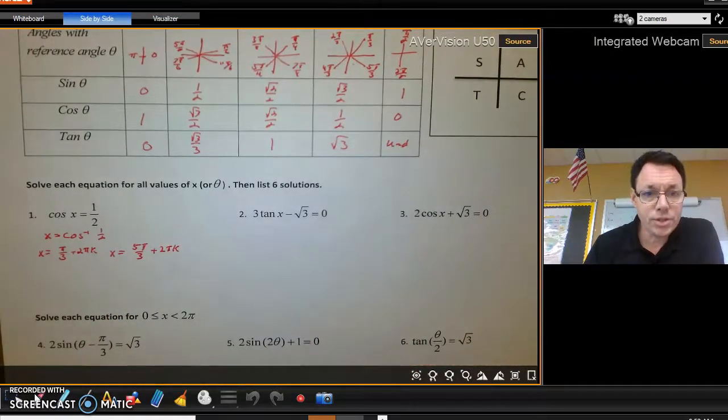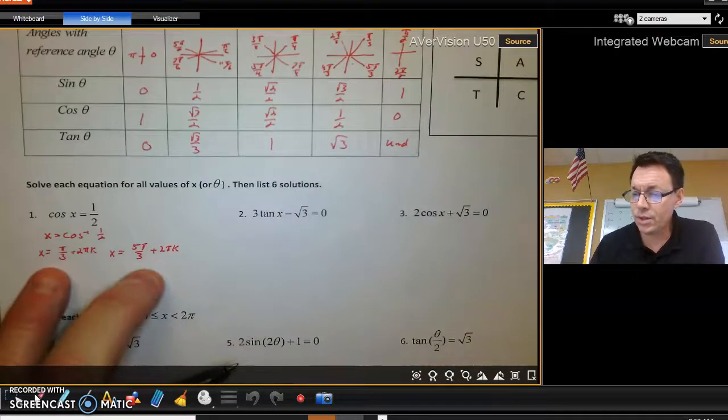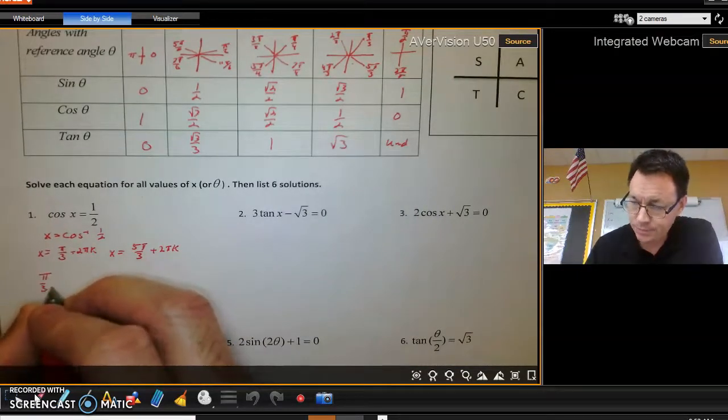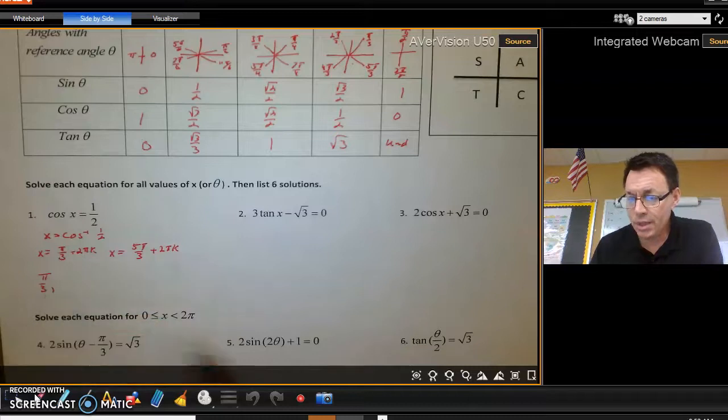So, if you look at the directions, it says solve each equation for all values, so that is all values. We've added the little plus 2 pi k. And it says then list 6 solutions. So here's 2 of our solutions. We know that pi over 3 is a solution, but also adding 2 pi, any multiple of 2 pi is going to be another solution.